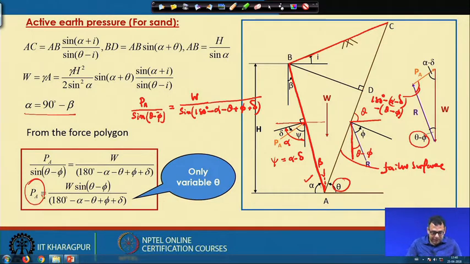So now we have to optimize this PA value. How will we optimize that? Before I go to optimize that, we can calculate the weight of the wedge, because the weight of the wedge is required. So I will calculate the weight of the wedge. The weight of the wedge will be half into gamma into area, and the area is half into AC into BD. Okay. So this is the weight of this wedge. AC will be obtained with this expression and BD with this expression. These expressions are coming from the geometry.